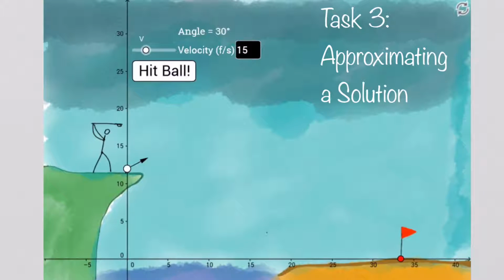Task 3 is very similar to Task 2, but in this situation we're looking for a specific solution to a given set of information. So now specifically we are saying if the ball is hit at an angle of 30 degrees, what specific velocity will we need in order to get a hole-in-one?